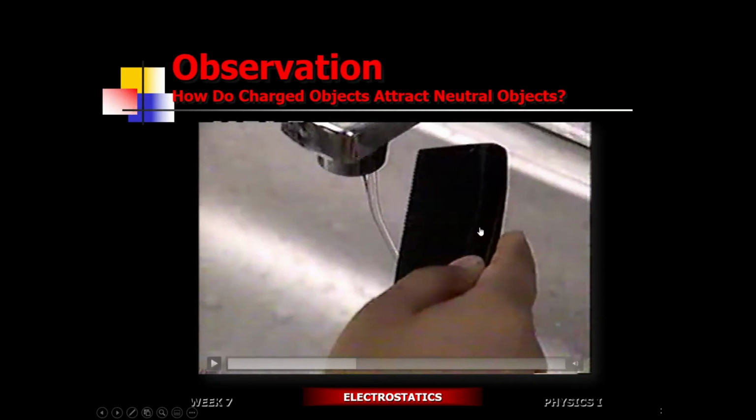Focus on physics. This comb is negatively charged. Does this mean that water is positively charged? Yes or no? The comb is negatively charged. Does this mean that water is positively charged? All right, let's test this.